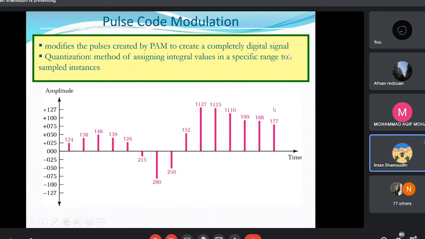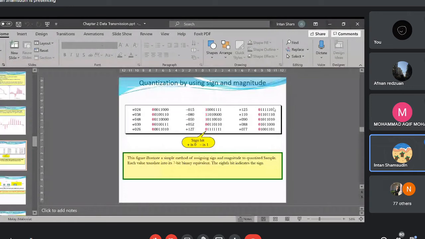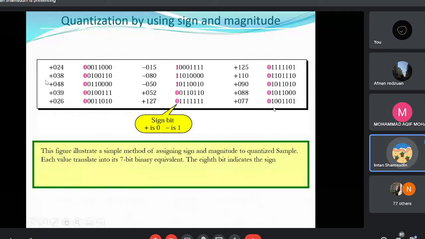So from this, we will convert the digital signal into bit streams. One by one, we will convert them into bit streams. So this is the table. For positive 24, it will turn into this bit stream. Positive 38 will become like this.